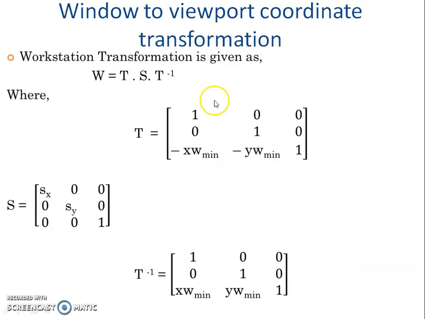And the workstation transformation is given by the equation W is equal to T into S into T inverse, where T is equal to matrix 1 0 0, 0 1 0, minus XW min, minus YW min, 1, and the scaling matrix S is equal to SX 0 0, 0 SY 0, 0 0 1, and T inverse is equal to 1 0 0, 0 1 0, XW min, YW min, 1.